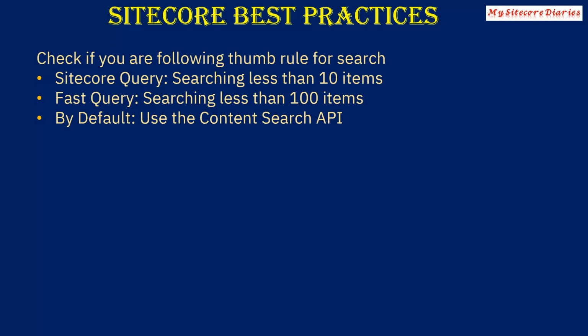Fast query: when you are searching fewer than 100 items, you should go for a fast query. By default, you should use a content search API. So make sure that most of the time you are using the content search API.